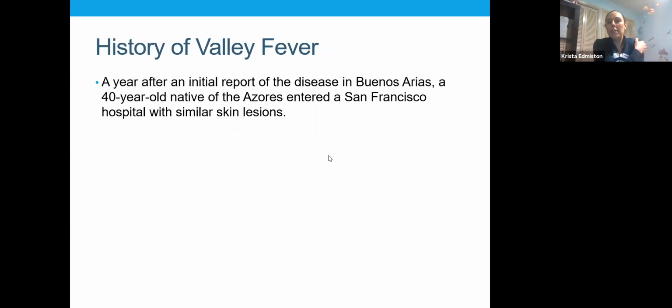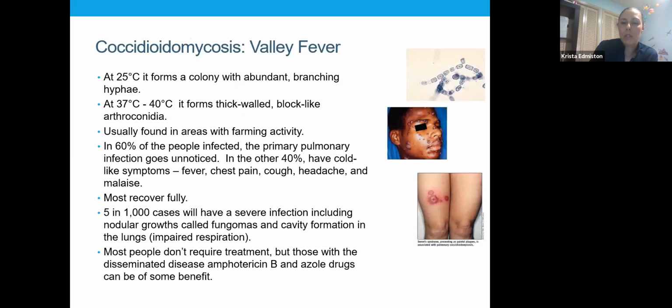Okay, so this is going to be a nice little example of how you guys can talk about the history of your infections when you're talking about your microbial infection. This will give you a little bit of a snapshot of how you can do that. What's the history of valley fever? So the first reported case of disease here in the US was a 40-year-old native of the Azores. So this man, from the Azores out there in Europe, near Portugal, an island off Portugal. So he did not grow up in the area. He entered into a San Francisco hospital with those crazy skin lesions, those fungulomas on there.